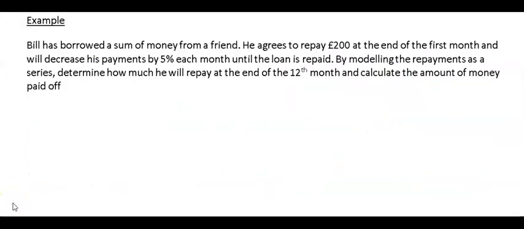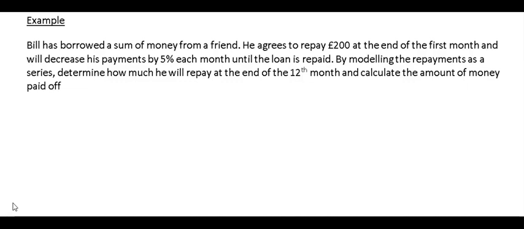The second example says, Bill has borrowed a sum of money from a friend. He agrees to repay £200 at the end of the first month and will decrease his payment by 5% each month until the loan is repaid. By modelling the repayments as a series, determine how much he will repay at the end of the 12th month and calculate the amount of money paid off.